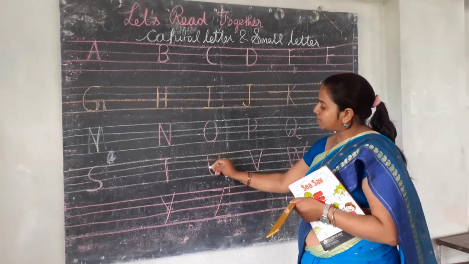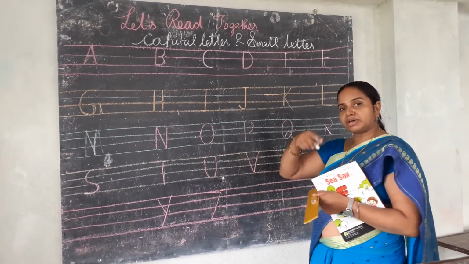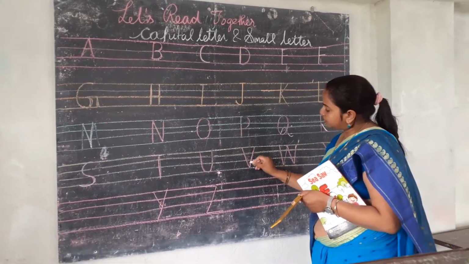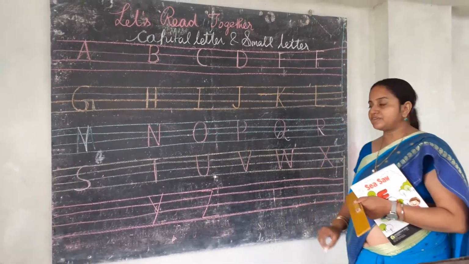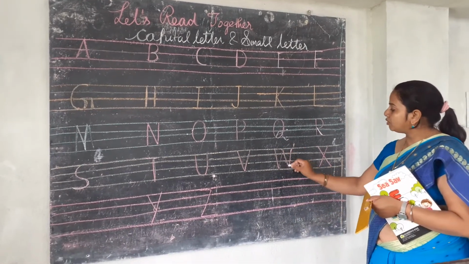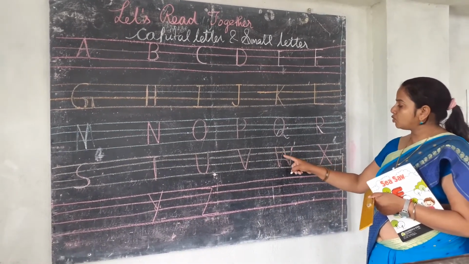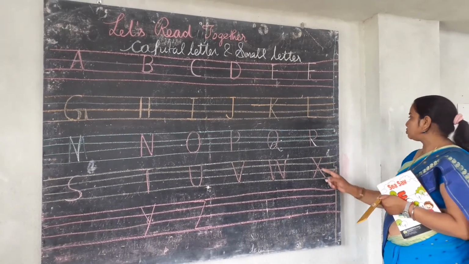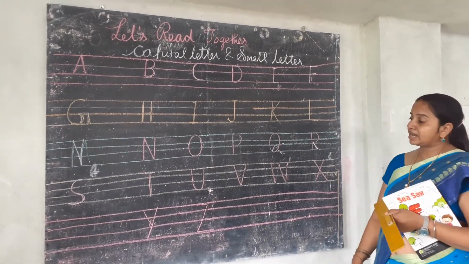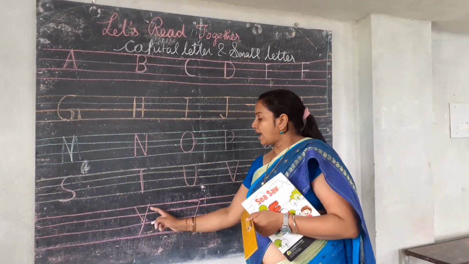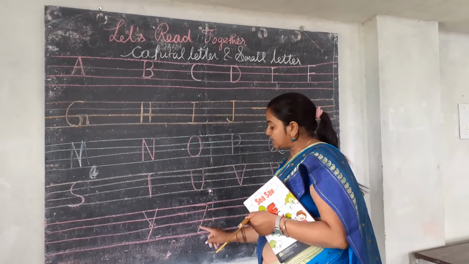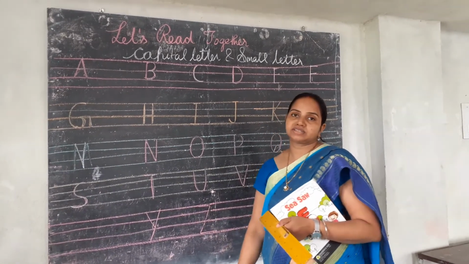And then we have a U, you have to make a curve there, U. And then we have a V, with 2 slanting lines we'll make a V. And then we have a W, 1, 2, 3, 4, all slanting lines. And then we have an X, that also in slanting lines. And then Y in a slanting line, then 1 horizontal line, then slanting, and then horizontal will make your Z.